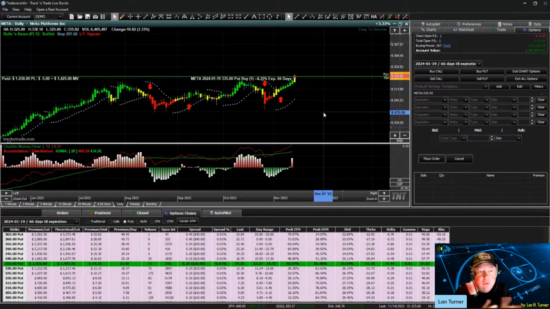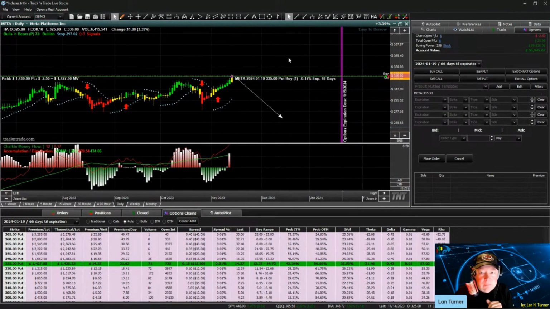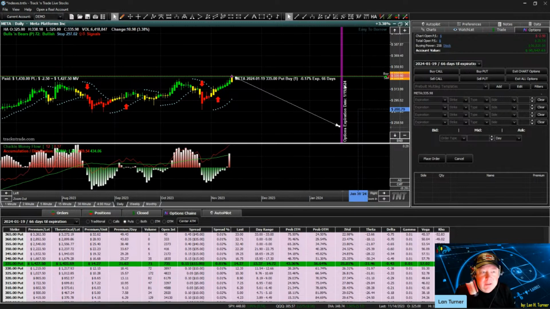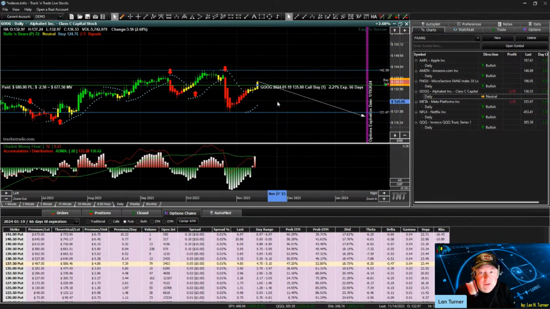Now, if the market falls, we make money. If the market goes up, we lose money. The maximum amount of money that we can lose is $1,430. And there's no limit to how much we can make if the market continues to fall in the next 60 days, 66 days. All right. So we bought a put option on Meta, and now we bought a call option on Google.